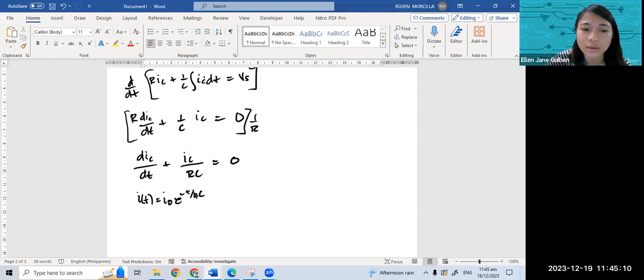Why do we get this kind of value? It's because our current is discontinuous. When we have a switching, our current is not like the voltage of the capacitor. Our current is discontinuous. So we only get the natural response of the current when solving for a step response of the RC circuit.